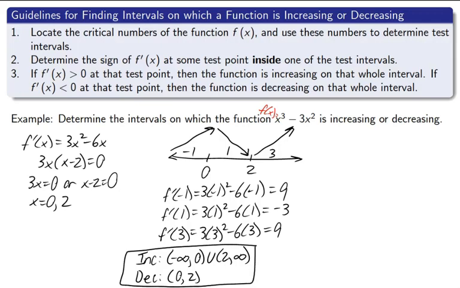Again, find the critical numbers, put them on a number line, choose test points, and plug them in the derivative. Where the derivative is positive, it's increasing. Where the derivative is negative, it's decreasing. This gives us information about when the function is increasing and decreasing.